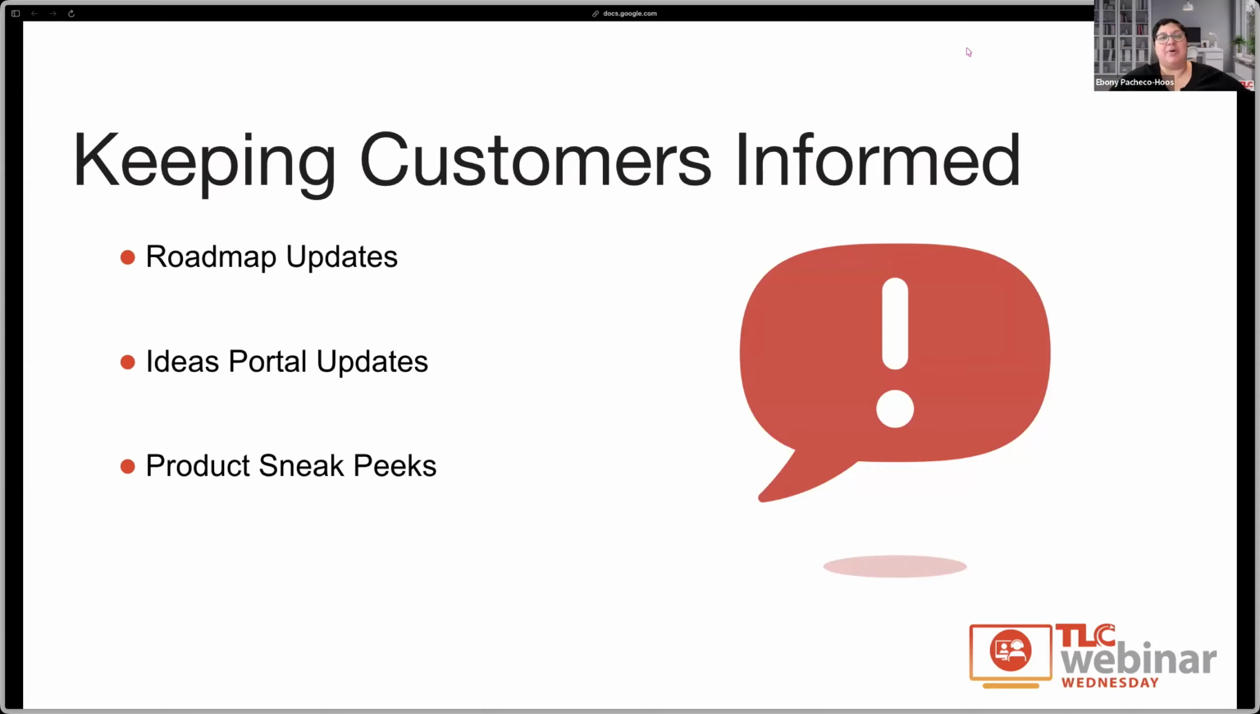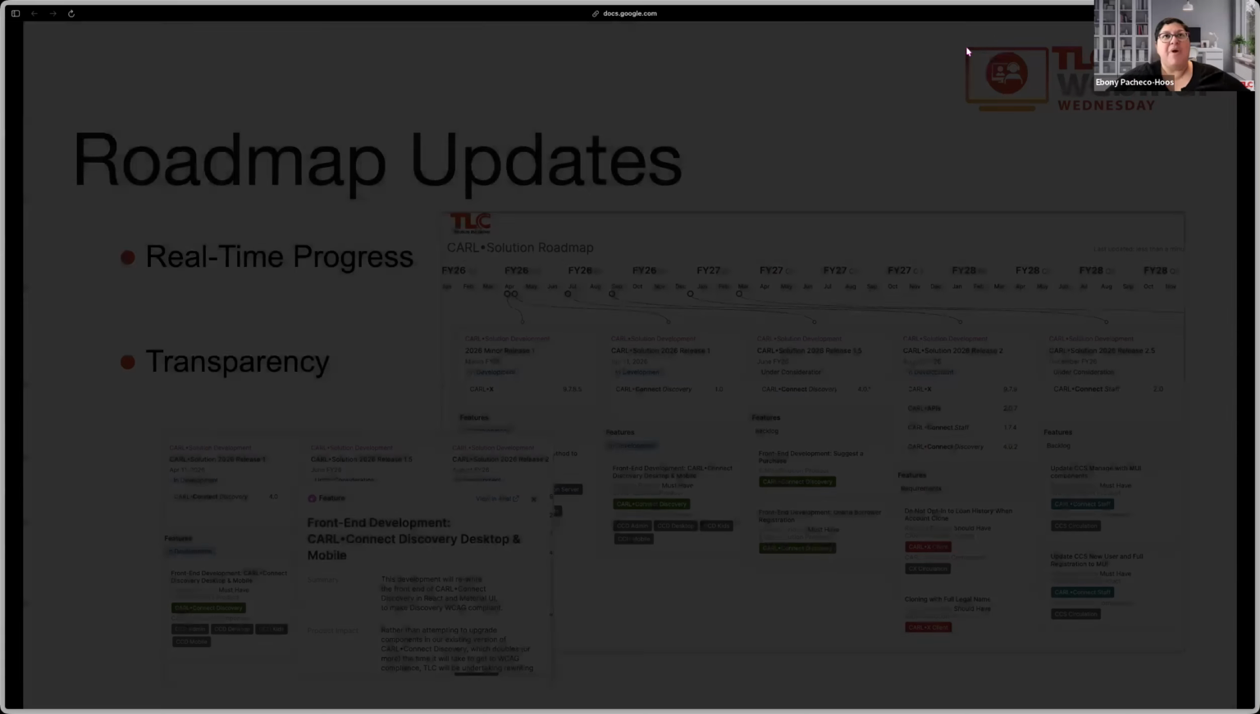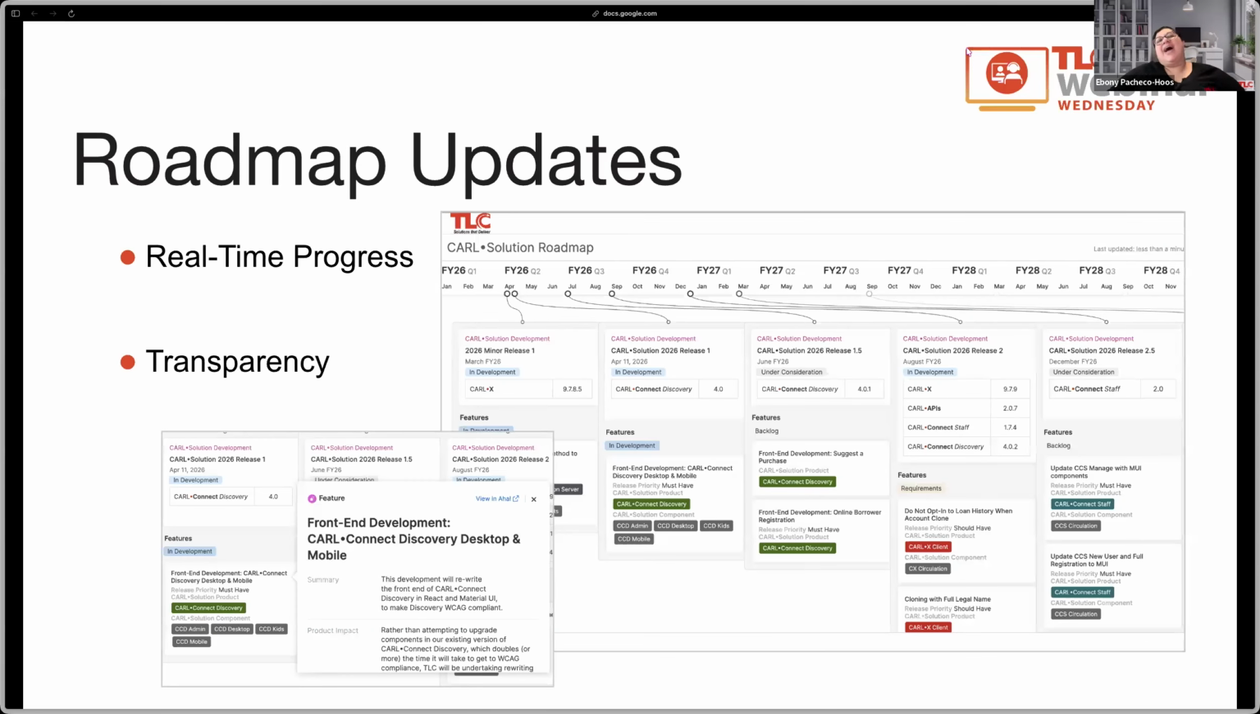First, we have our roadmap updates. Our roadmap updates allow us to provide our customers real-time progress. So for Carl Solution, we do offer real-time progress and transparency of what is on the roadmap and what is currently in development. You can dive in and see within each release what is planned, and what status it is in, down to this is in planning versus this is in development versus this is in QA. So you get a real view into what our development process is.